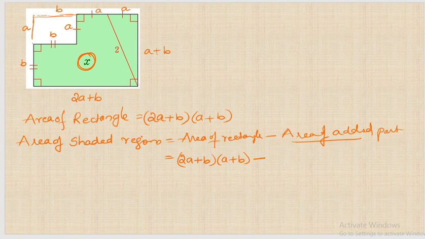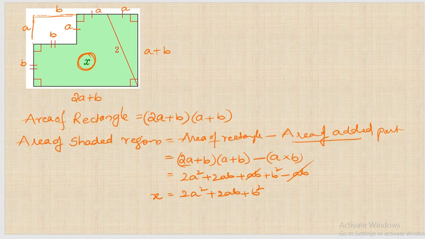Its area is a into b, because the length is a and the breadth is b. If I multiply this, 2a into a is 2a square, plus 2a into b is 2ab, plus ab, plus b square, minus a into b. So this ab minus ab gets cancelled, and I am left with 2a square plus 2ab plus b square. This shaded region I have already considered as x. So x is equal to 2a square plus 2ab plus b square.